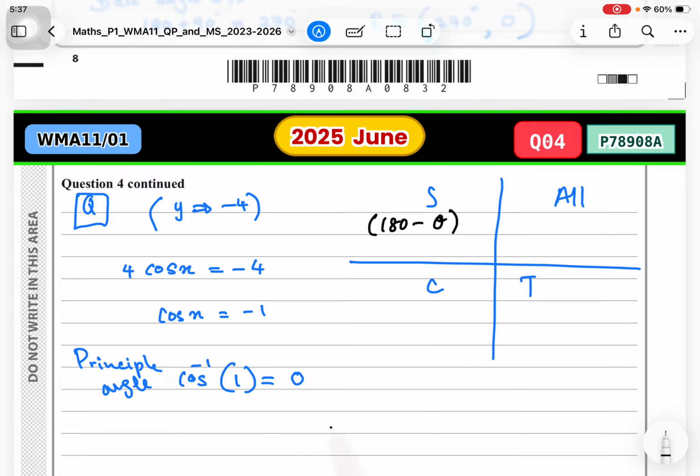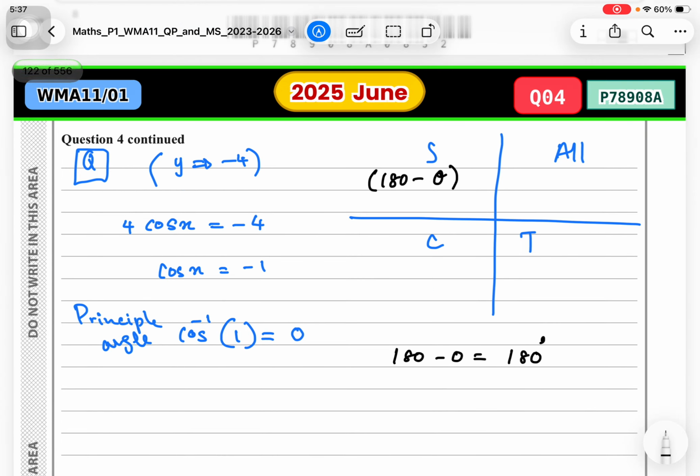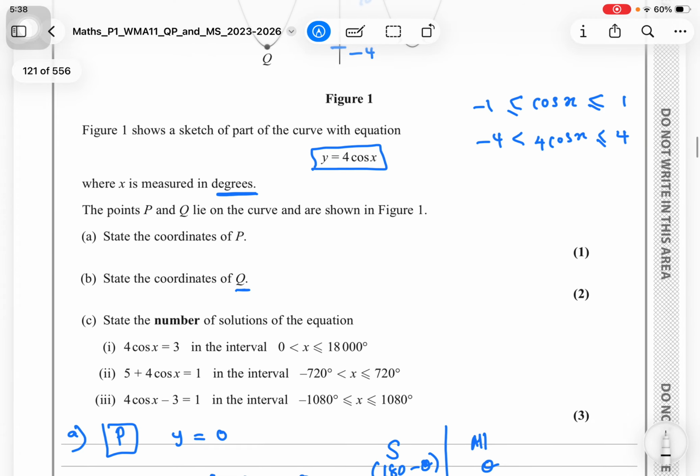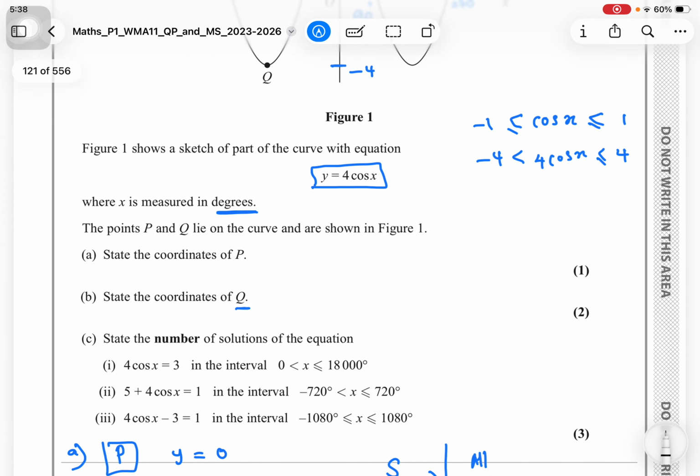So 180 minus 0 still gives you 180. Because of that, we can just get the Q coordinate. It's 180, negative 4. So this is the coordinate of Q. It is pretty easy. Now they're asking to state the number of solutions of the equation.